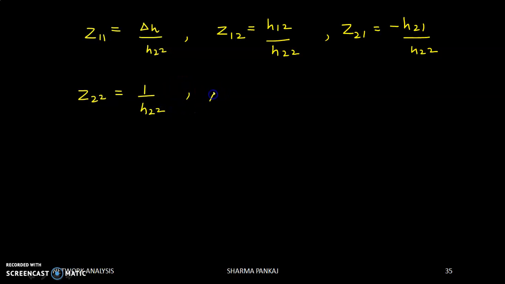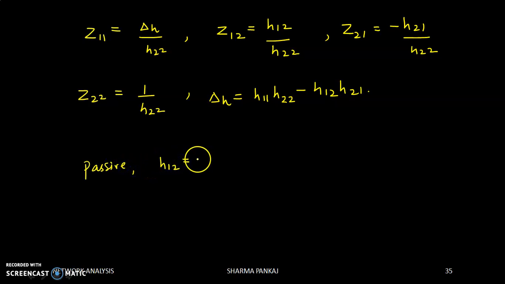Where we have delta H, we have defined delta H as the determinant, that is H11 H22 minus H12 into H21. For a passive network, we have H12 is equal to minus H21, and for a symmetrical network, we have delta H is equal to 1. So this was all about your H parameters.